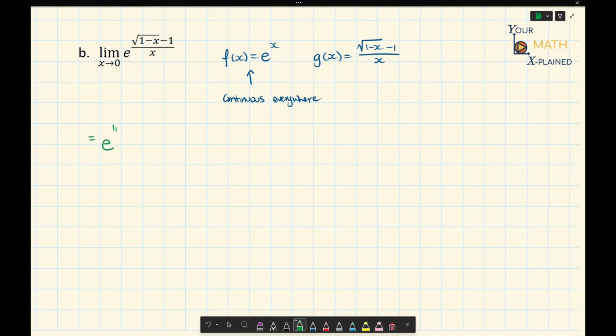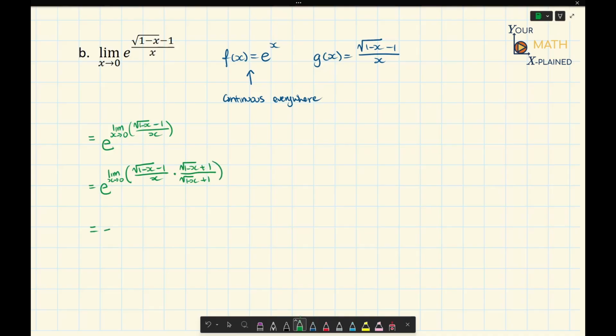So again, we can use that theorem to rewrite this as e to the power of, and we're going to bring the limit in, so that'll be the limit as x approaches 0 of our inside function here, which is the square root of 1 minus x, minus 1, over x. Now to evaluate that limit, we need to multiply it by the conjugate. So this is going to be the limit as x approaches 0 of the square root of 1 minus x, minus 1, over x, times the square root of 1 minus x plus 1, over the square root of 1 minus x plus 1.